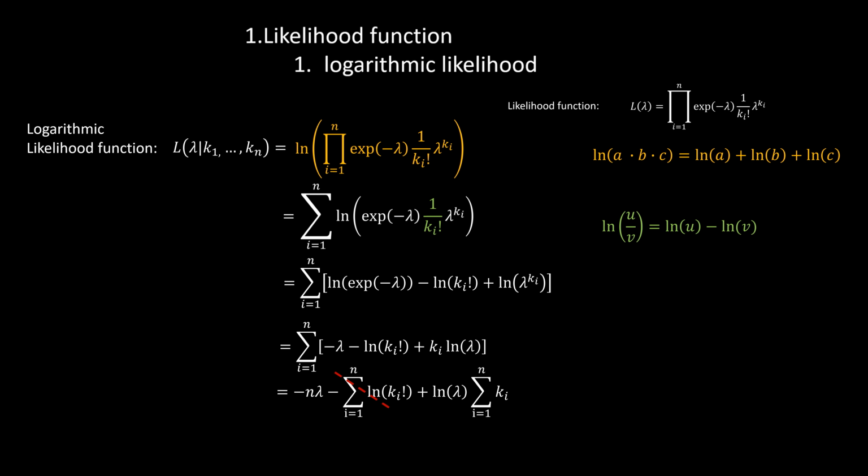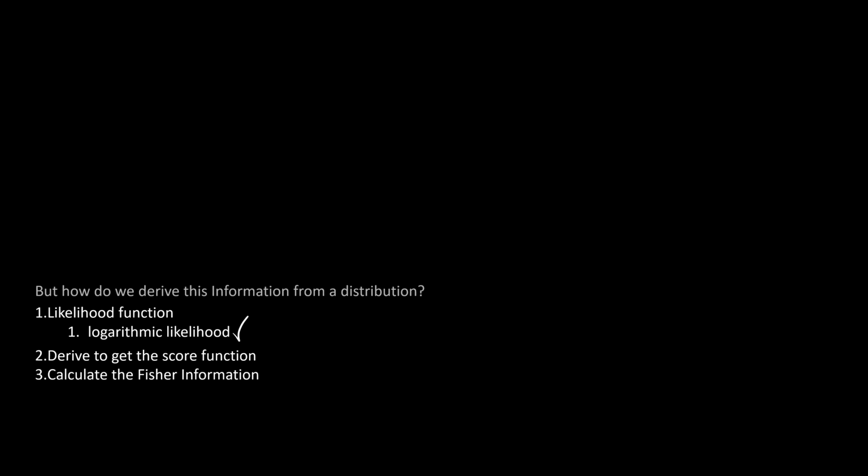After applying all these steps, we are left with the logarithmic likelihood function, which is minus n times lambda plus the natural logarithm of lambda times the sum from 1 to n of k of i. The next step to get closer to the Fisher information will be to derive this logarithmic likelihood function, which in return is called the score function.